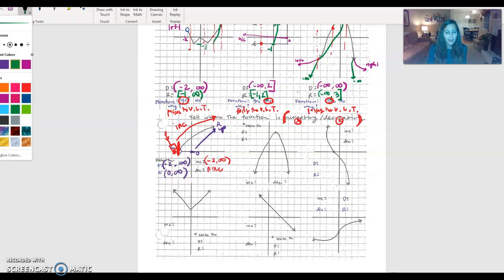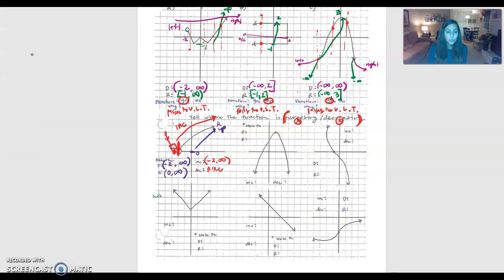Okay, so let's do domain and range first. Remember, domain is left to right. And if you look at this thing, it's a V, and it's just going up, up, up, left and right, left and right for all of infinity. So the domain is negative infinity to positive infinity. Let's look at the range. The range is down, up, down, up. The lowest it ever goes is 1, and then it goes up forever. So this will be a bracket at 1 and an infinity.